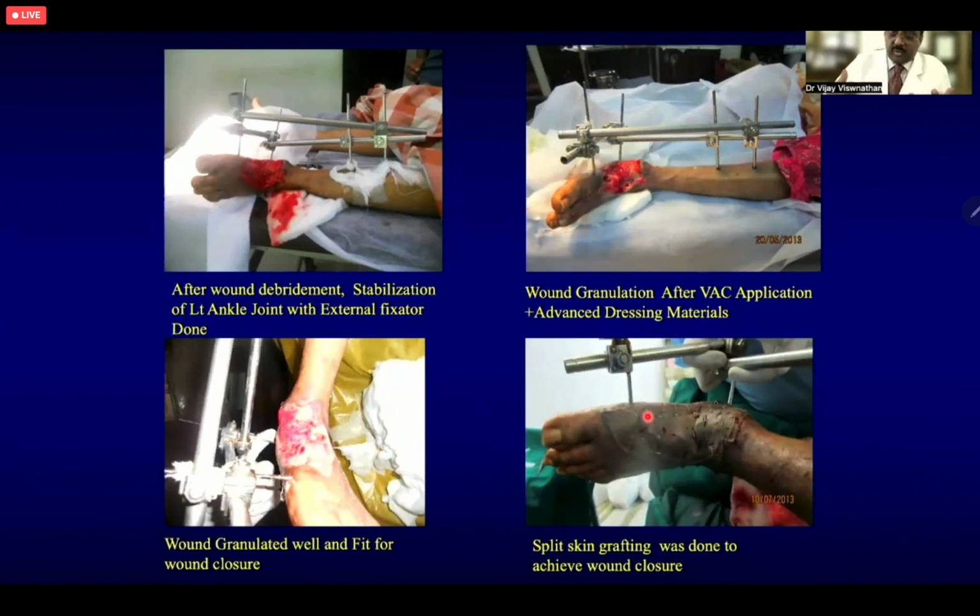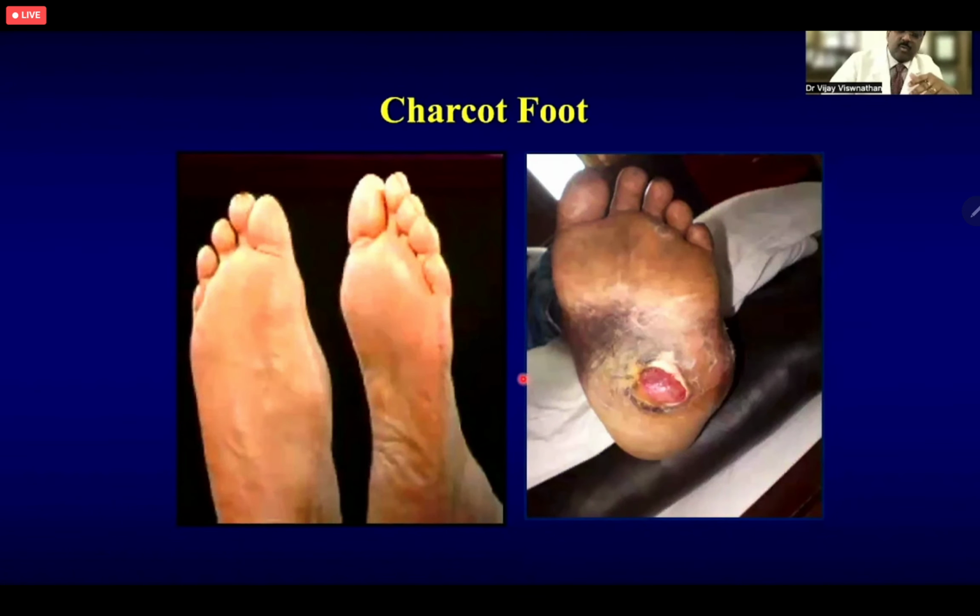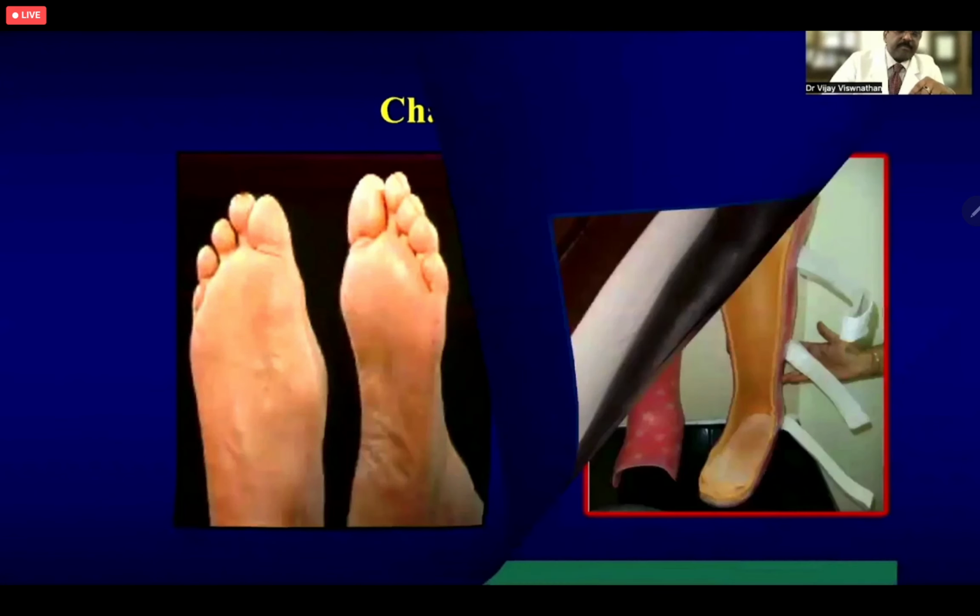Offloading is very important. People tend to use any type of footwear. Like you see, this is in India. People love these Hawaii chappals because they're so convenient to use. But you can see that using a Hawaii chappal produces lesions in the foot. A Charcot foot with an ulcer is a difficult problem to treat, and you need special offloading devices to offload such ulcers on top of a Charcot foot.